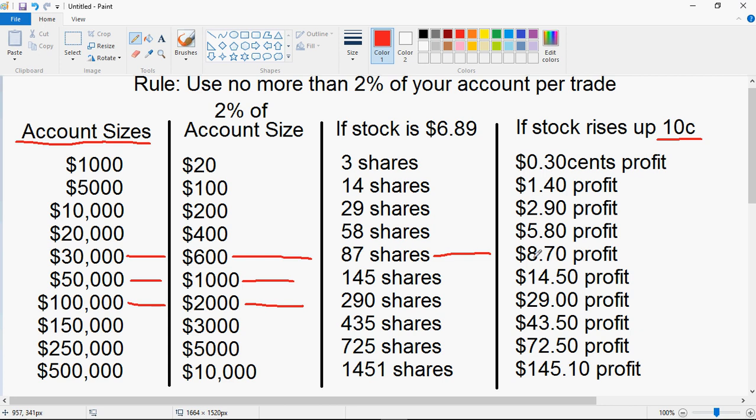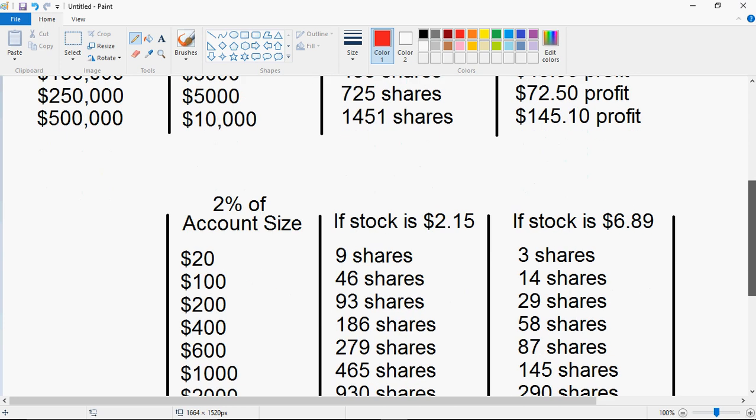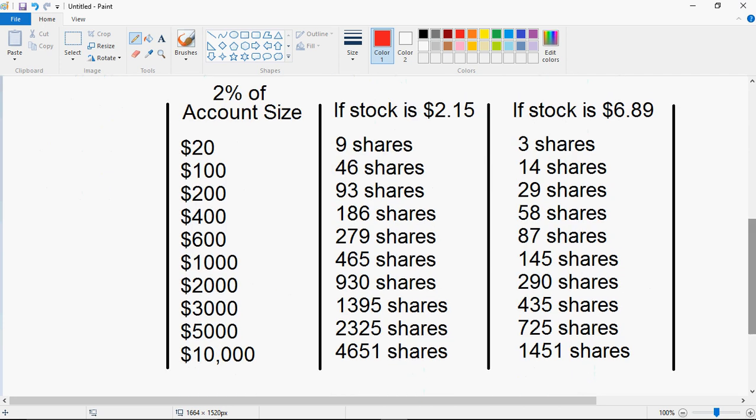Now check this out too. I'm going to add another thing. The price of the stock also will increase your profit. But I have to explain it to y'all separately. Let me show y'all how. What if you bought a stock at $2, or one stock was worth $2.50?